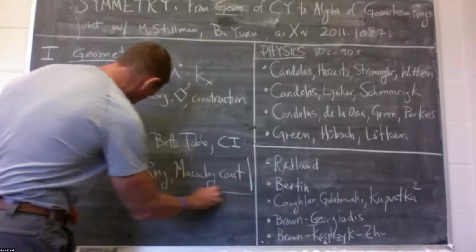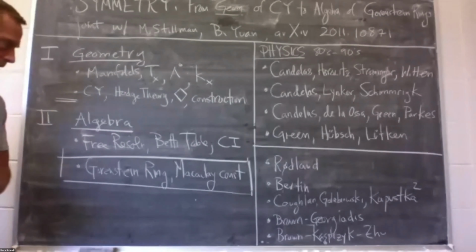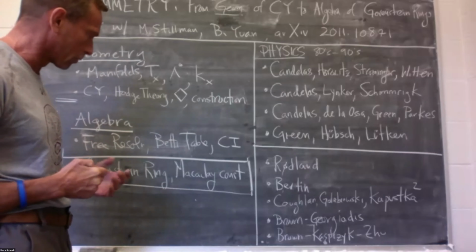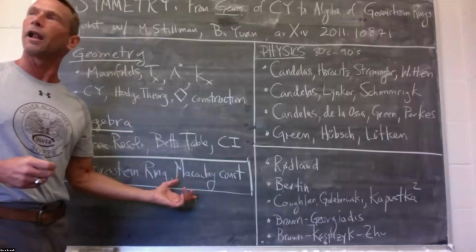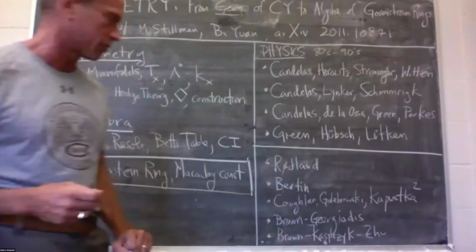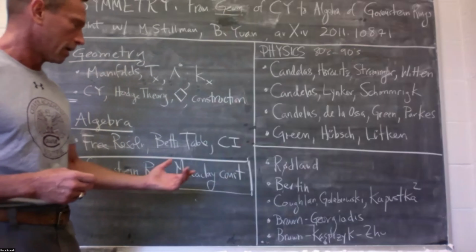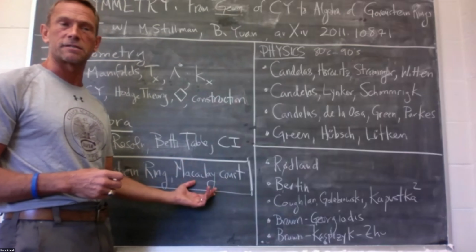I'm hoping that, having looked at the audience, this is sort of terra incognita for many folks. So, Gorenstein rings. There's a beautiful and elementary construction of Gorenstein rings, and this is all relevant to this piece of the puzzle. Gorenstein rings generalize complete intersections, and this construction of Macaulay dates to 1916.